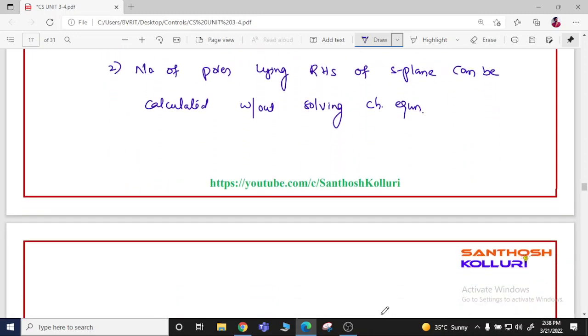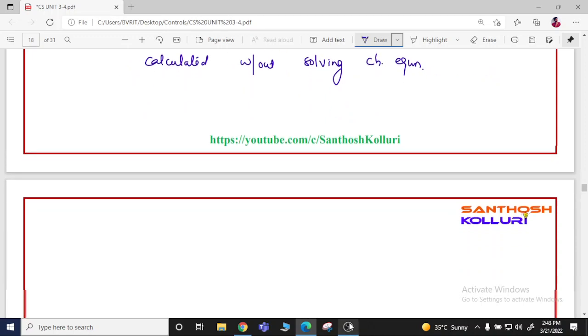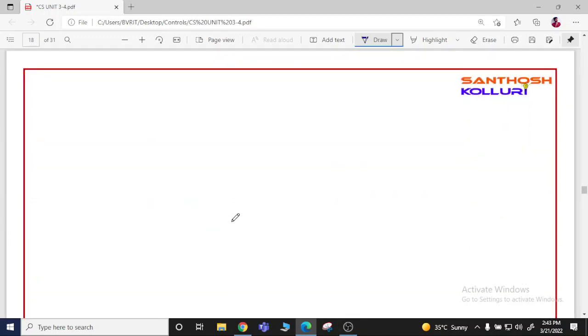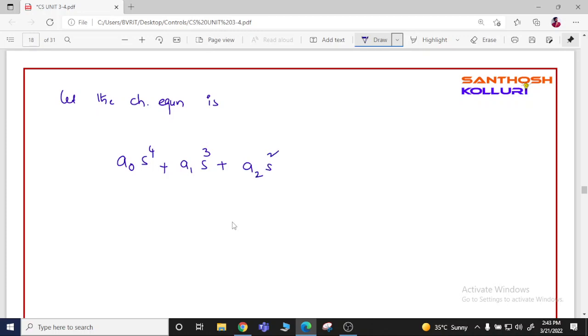So let us solve the Routh criteria method for finding the stability. Let us take the characteristic equation. Let the characteristic equation be a0 into s power of 4 plus a1 into s power of 3 plus a2 into s power of 2 plus a3 into s power of 1 plus a4 is equal to 0. So let us take the characteristic equation like this.